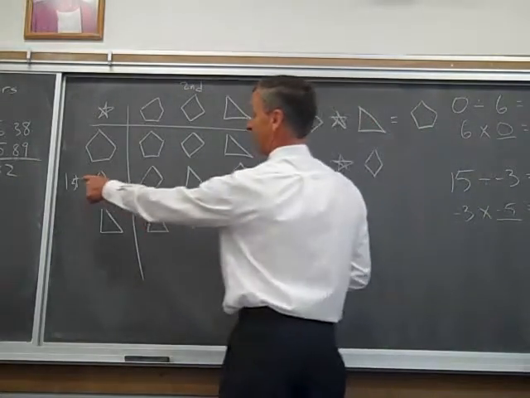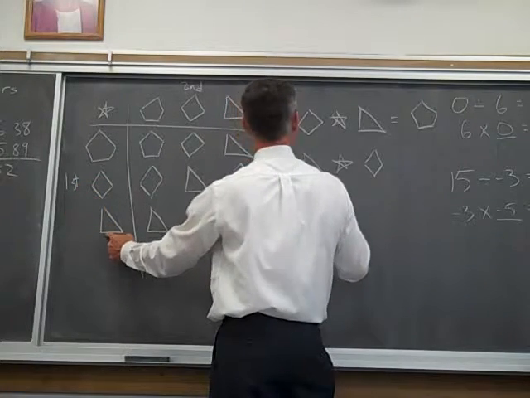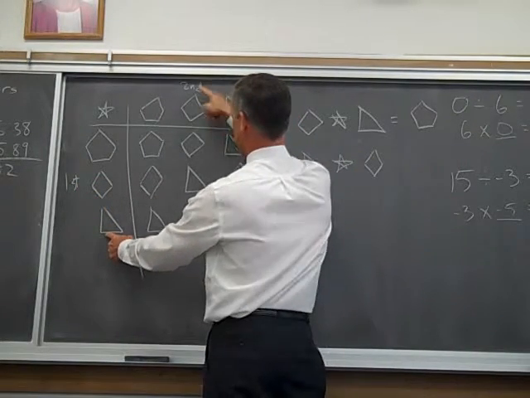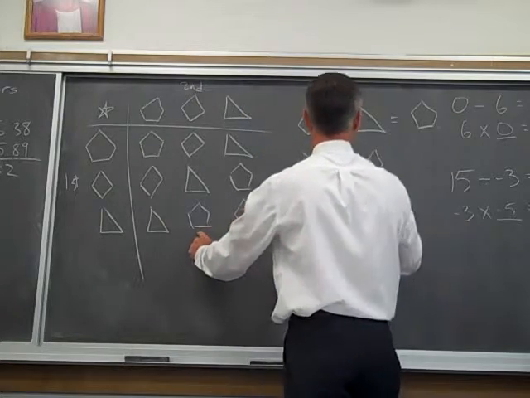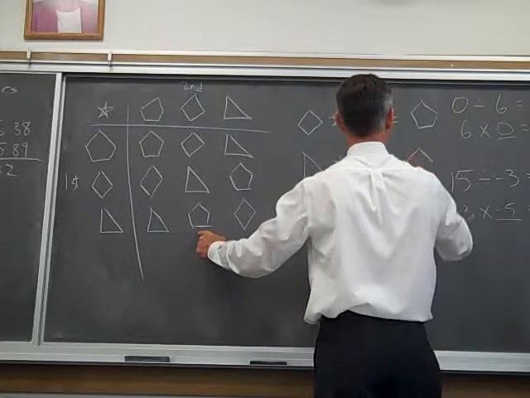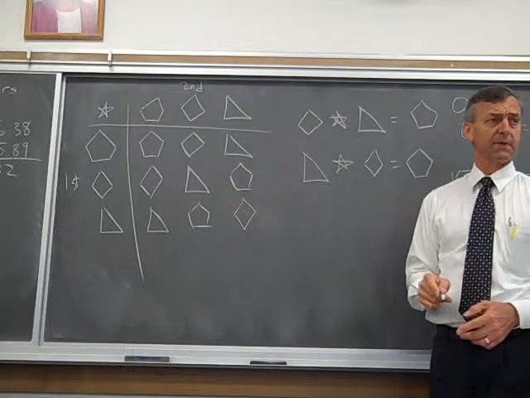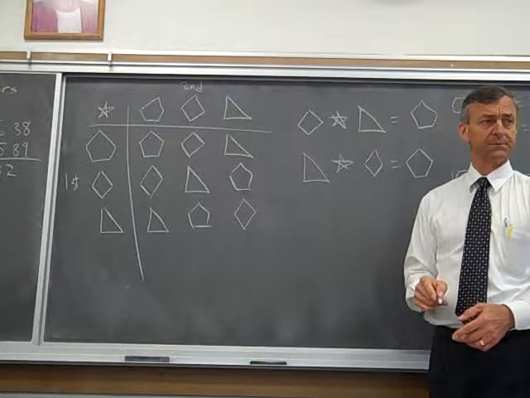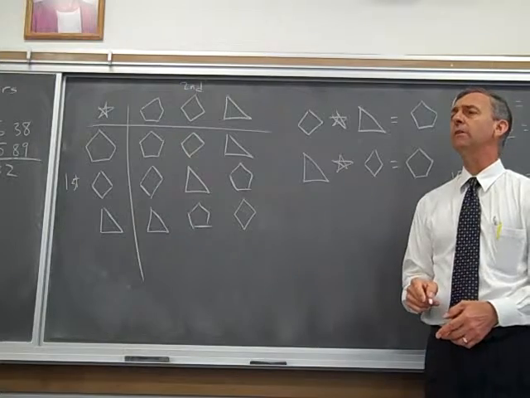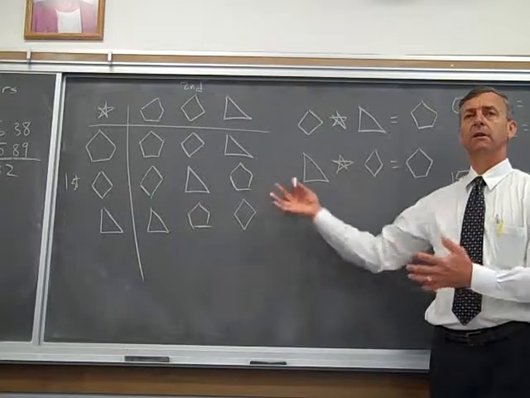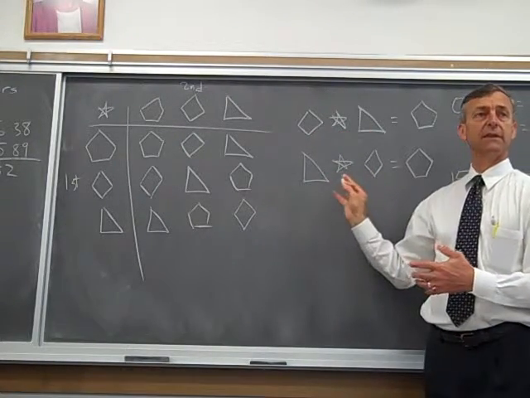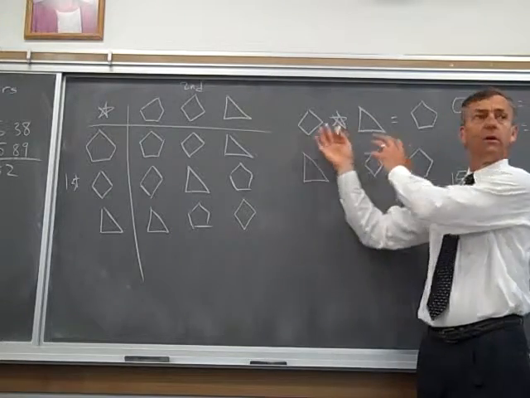Now I've got to go to my first element, let it be the triangle, let my second element be the diamond, and this time I get pentagon. What does that tell us? That it's commutative. Does that make sense? Is there any other way to tell this is commutative other than write a couple of statements down like this and switch the order to see?